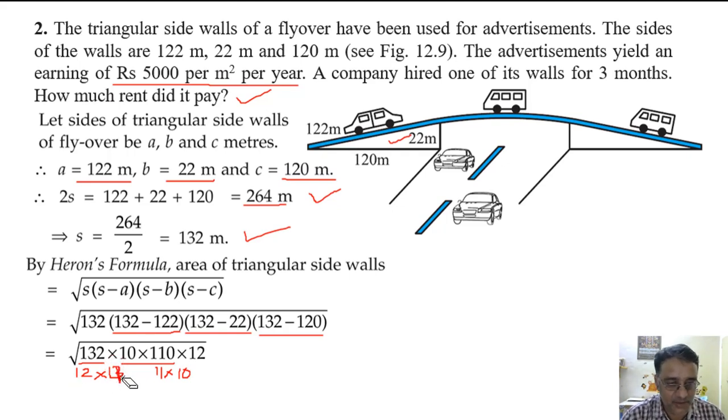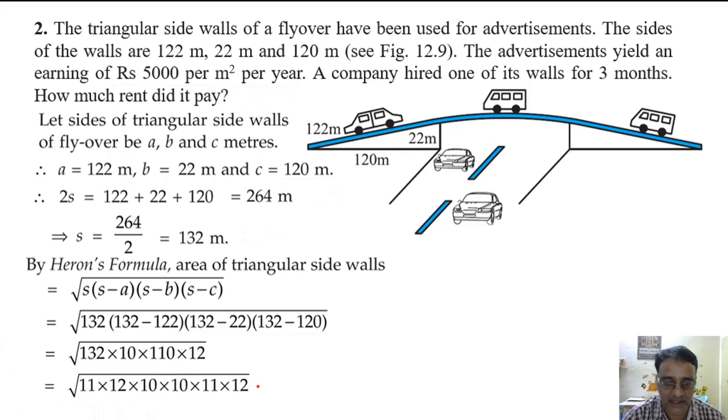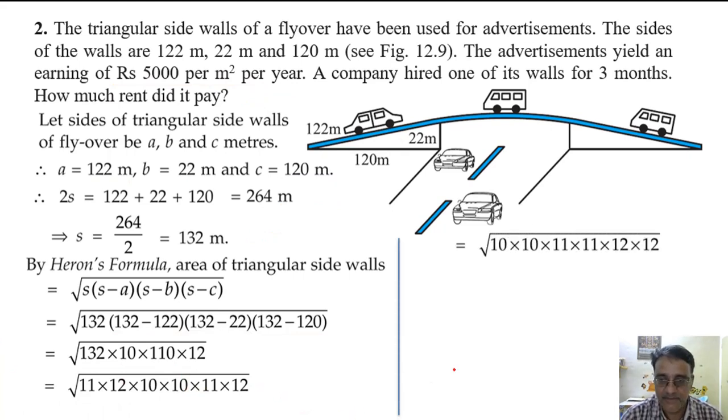Wait, I will rough this one. Okay, 12 into 11. This is 10 into 10, 11 into 10 and 12. Every number is double. 10 is double, 11 is double, and 12 is double. So what are we getting? 12 into 11 into 10. See, 12 is double, 11 is double, and 10 is double. So we are getting 10 into 11 into 12, that is 1,320 meter square. So this is the total area. Any doubt here?